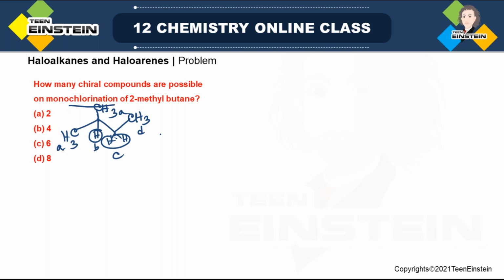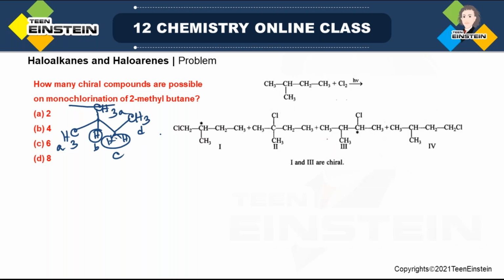Here from this compound only 4 products are possible, but that is not always. It may vary depending on what kind of alkane is given in the question. So what you will do first for this type of reaction, you have to draw all the possible structures and then look carefully whether there is any chiral center present or not. If there is no chiral center present, they will not be chiral compounds. So first you have to draw all the products, then only you can understand.